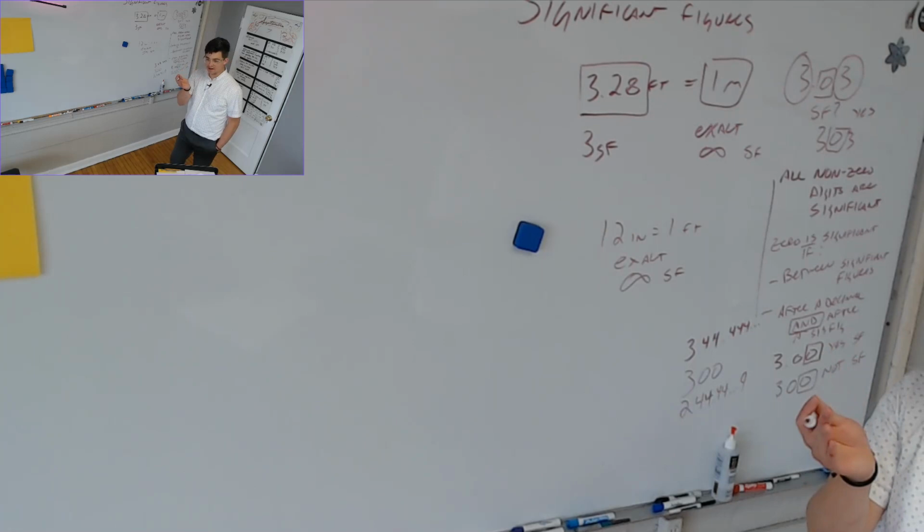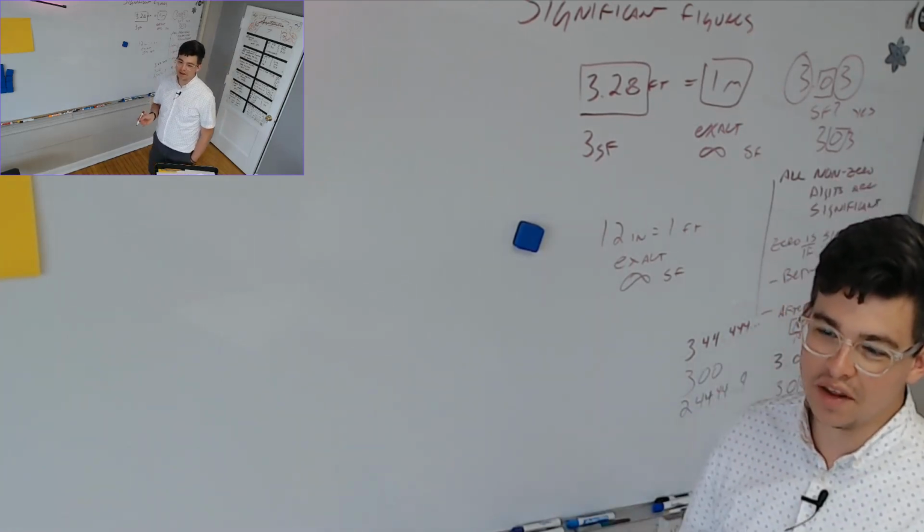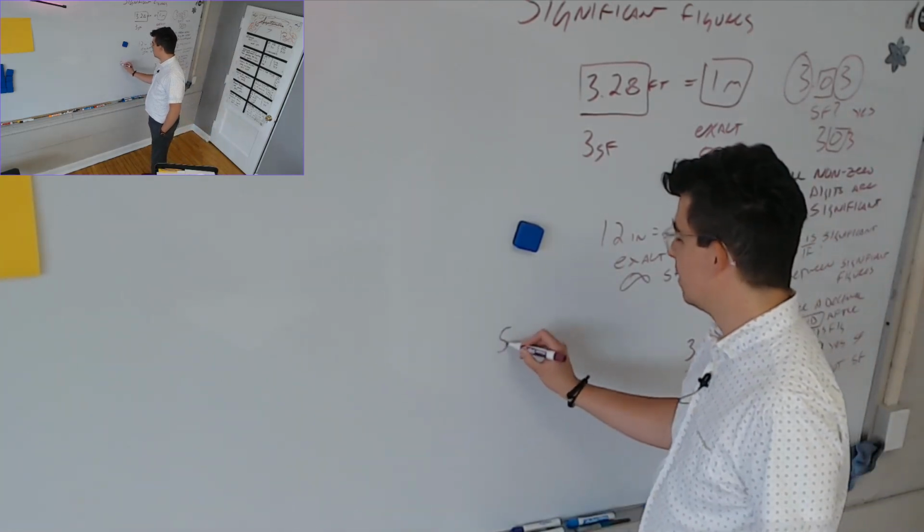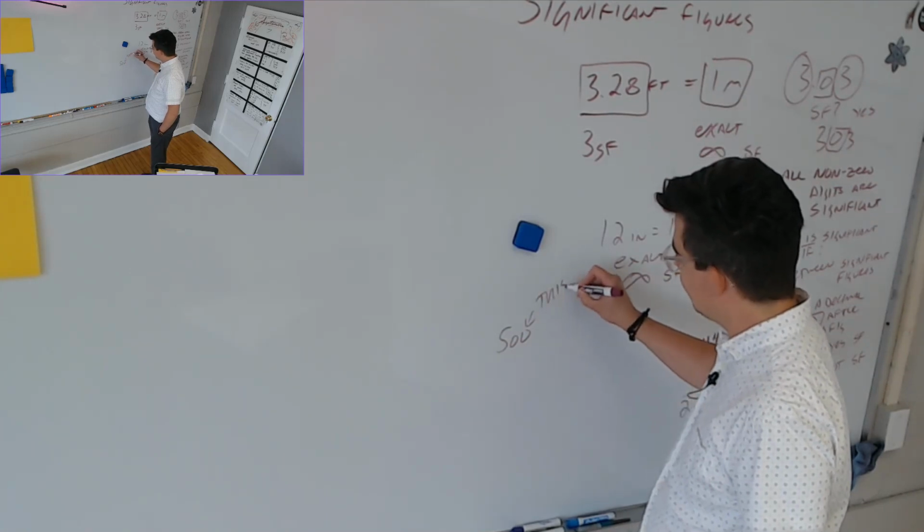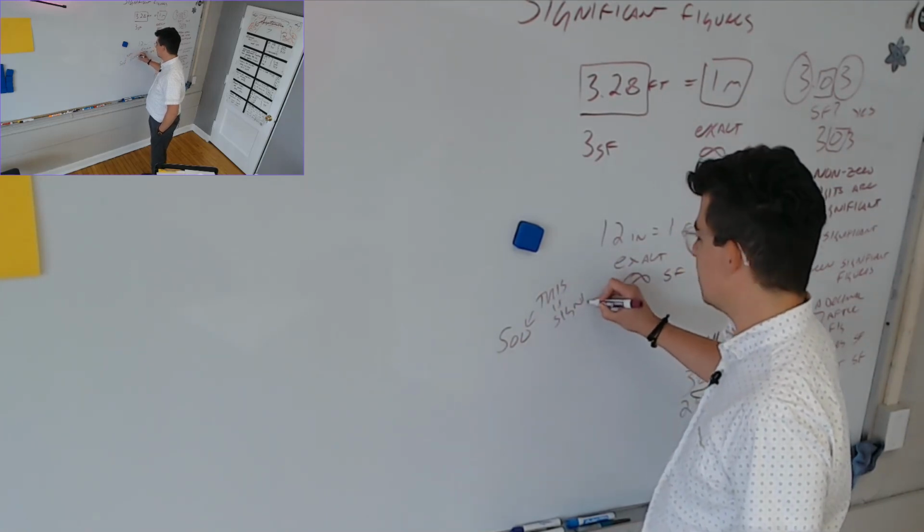Put both. Are you trying to say put both? Yeah, just do them both. Yeah, or you could just write, this is significant. You could do that too.